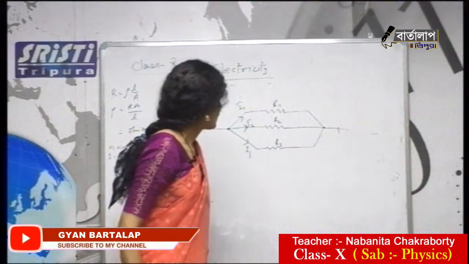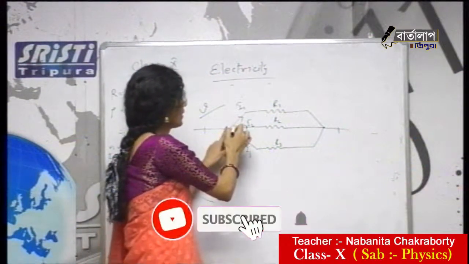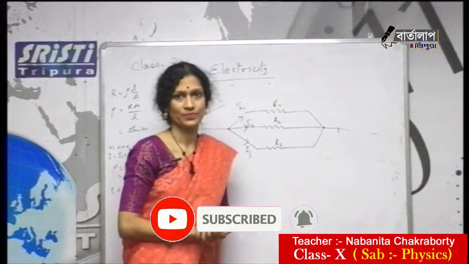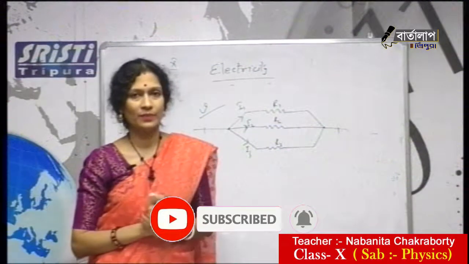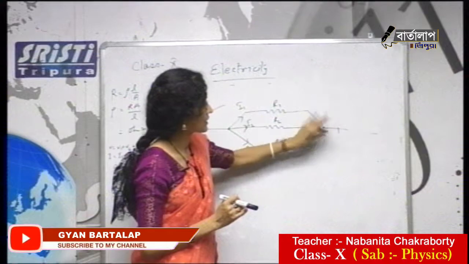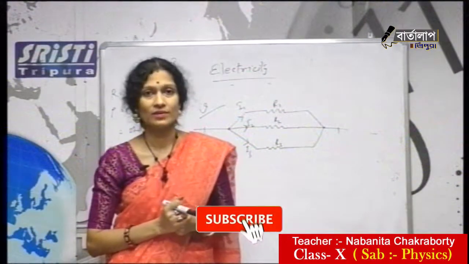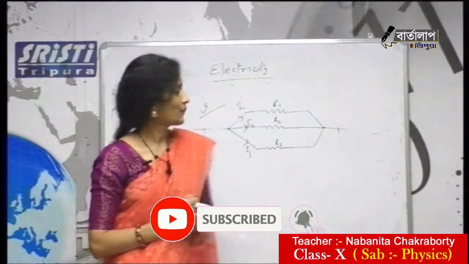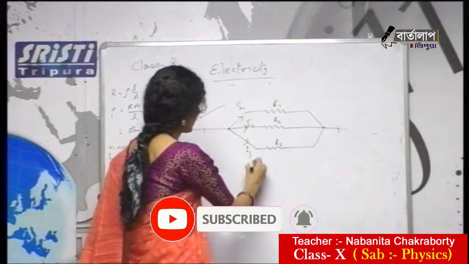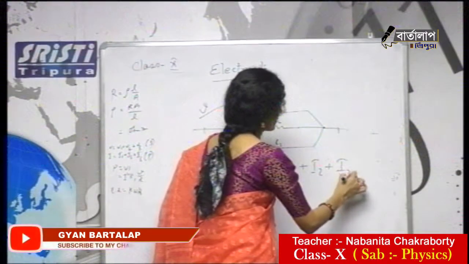You see, here all the starting points are connected to one point and all the end points are connected to another point. Such a combination, where the first points are connected to one point and all the end points are connected to another, is known as a parallel combination. In case of parallel combination, what can we write? We can write I equals I1 plus I2 plus I3.